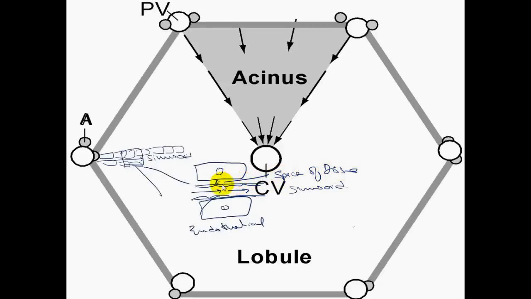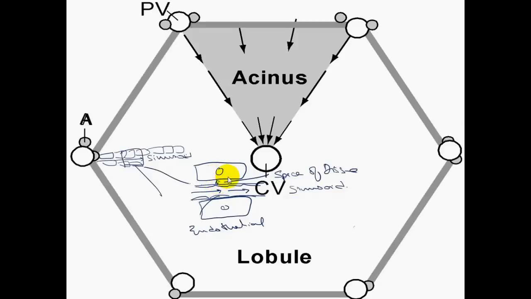Now this space of Disse is important because we will be talking about the vascular malformations in a cirrhotic liver, and this space of Disse is going to accumulate a lot of fibrotic tissue, which is going to disrupt the movement of things from hepatocytes to the blood and vice versa.